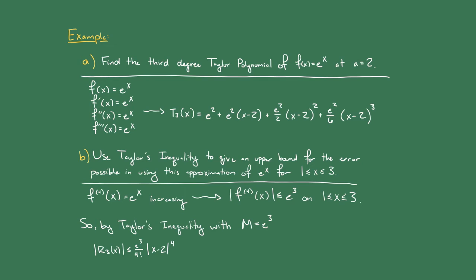So, this quantity is bounded above by e cubed over 4 factorial times 1 to the fourth. And if we compute this number, we get that the error is bounded above by 0.837 on the interval 1 to 3.